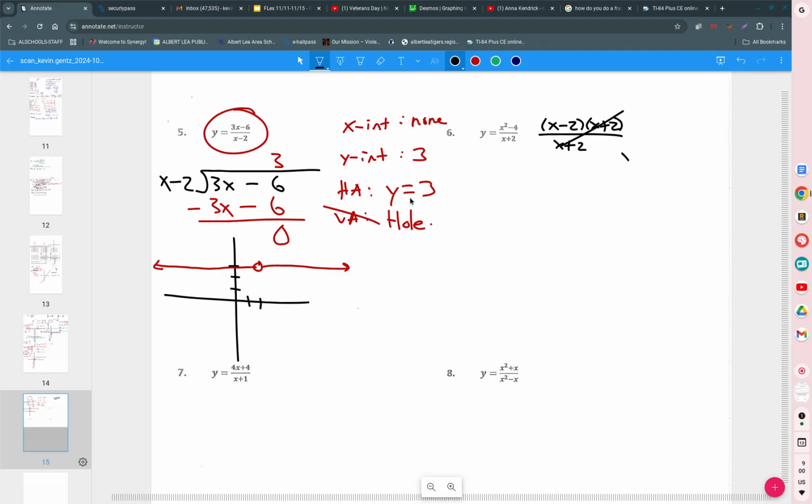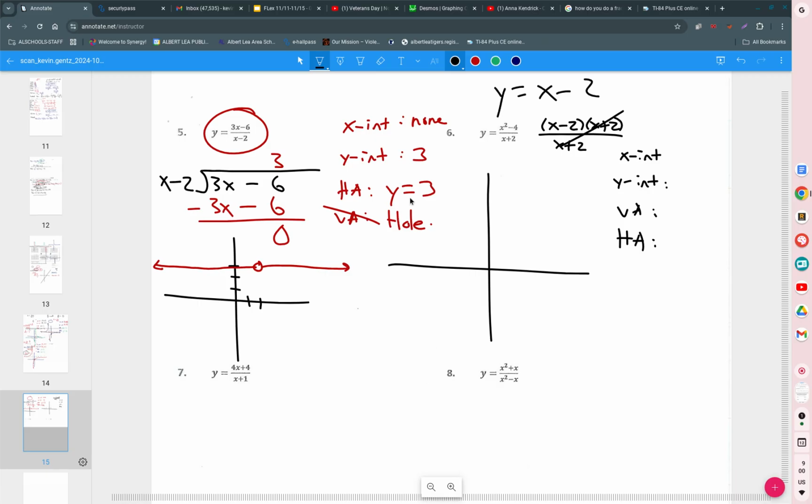So I'm going to list my x-intercept, my y-intercept, my vertical asymptote, and my horizontal asymptote. Before I do any of that, I'm going to look at what the graph looks like. The graph wants to look like x minus 2. What does x minus 2 look like if we were to graph it? A line with a slope of? So y equals x minus 2. That's going to have a slope of 1 and a y-intercept of negative 2.